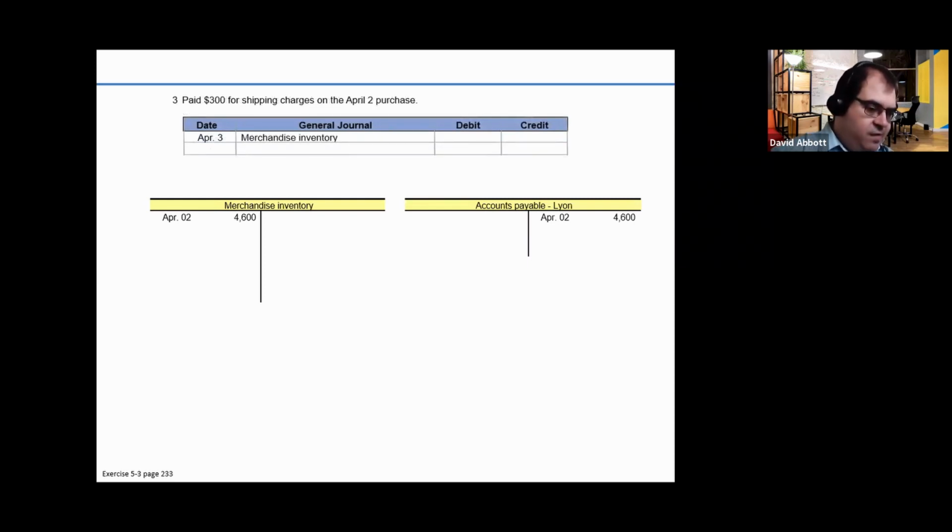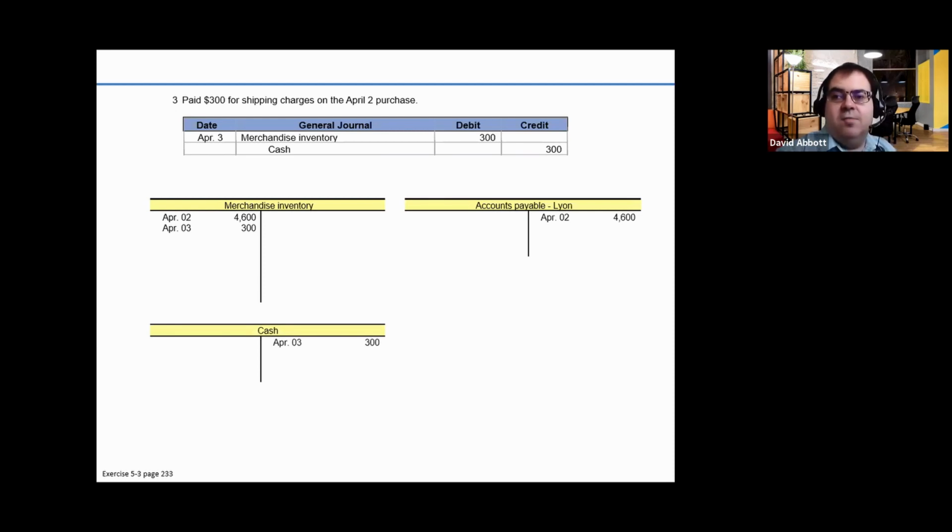Now, it says on April the 3rd, we pay the $300 for the shipping charges on the April 2nd purchase. So then we would debit the merchandise inventory, and then we would credit cash because we're going to pay cash for the freight charges. Debit merchandise inventory because we want to show that that is part of the cost of getting the inventory. So you have a debit for merchandise inventory, and now we have a credit for cash in the amount of $300 because we've now paid cash.